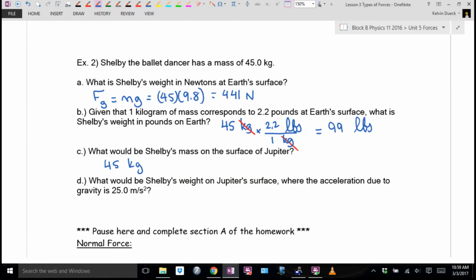We're allowed to shrug for part D. What would Shelby's weight be on Jupiter's surface? Now, I realize technically Jupiter doesn't have a surface. It's a gas planet. But I wanted to go to another planet. So I dream. Where the acceleration due to gravity is 25. Fg on Jupiter, how about Fg with a little j, is going to be mg on Jupiter. It's going to be 45 times 25.